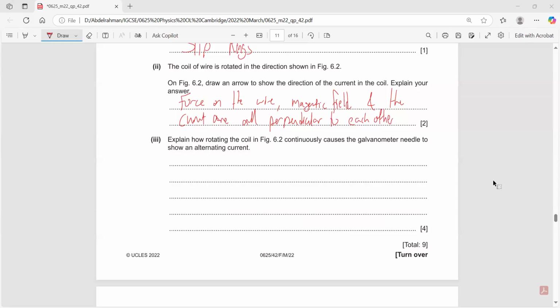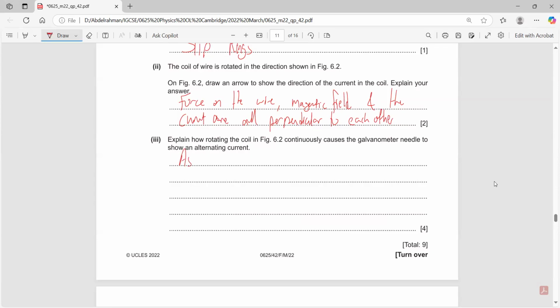It cuts. You have to talk about cutting. It cuts the magnetic field, inducing a current in one direction, right? Inducing an EMF and a current in one direction. And then, as it cuts in the opposite direction, the current will be induced in the opposite direction.